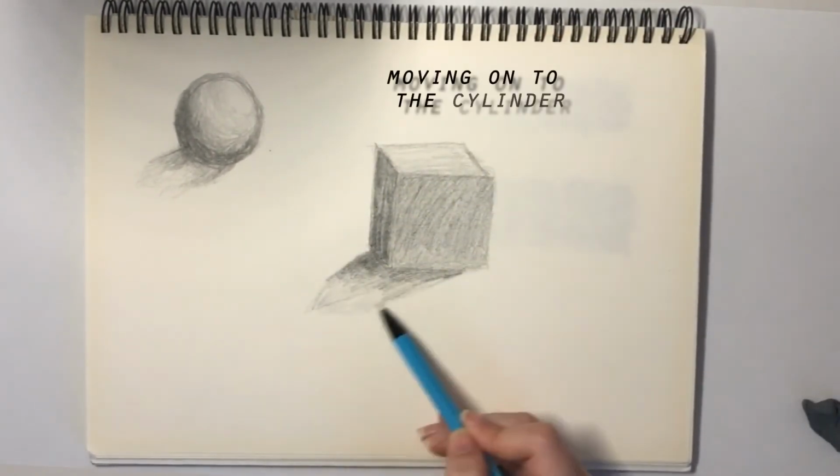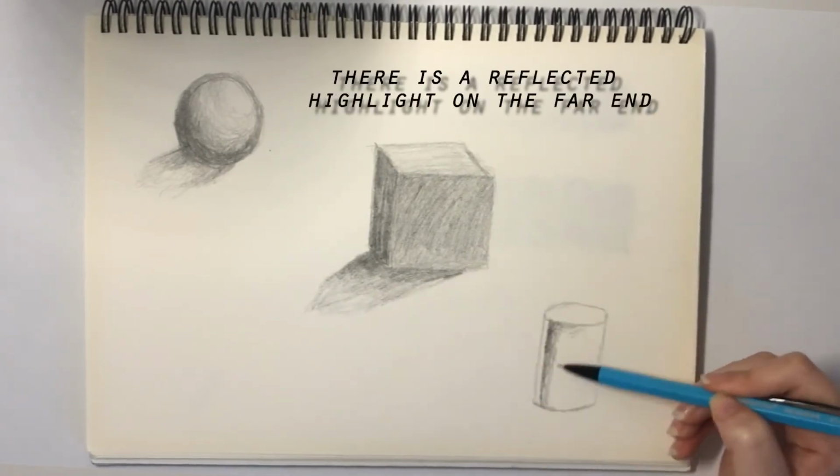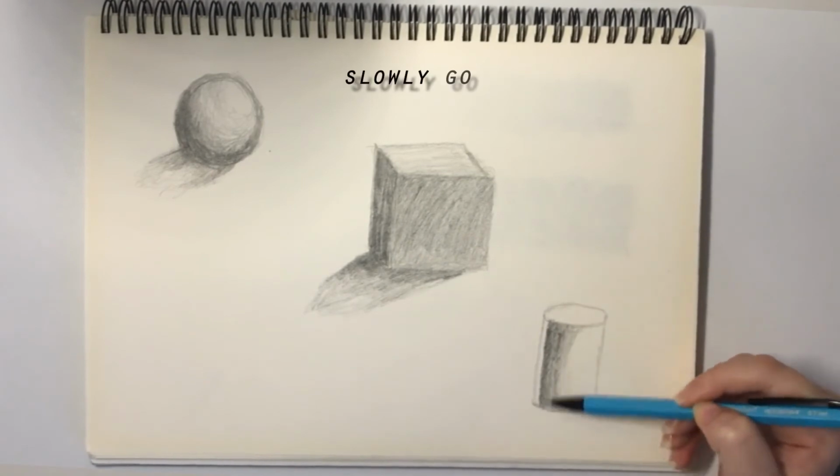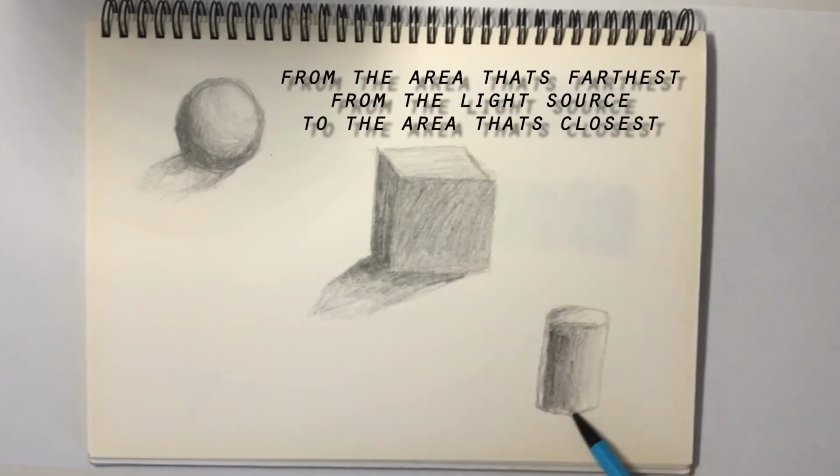Moving on to the cylinder, which is similar to the sphere in its roundness. There is a reflected highlight on the far end, so we're going to keep it white. Slowly go from dark to light from the area farthest from the light source to the area that's closest.